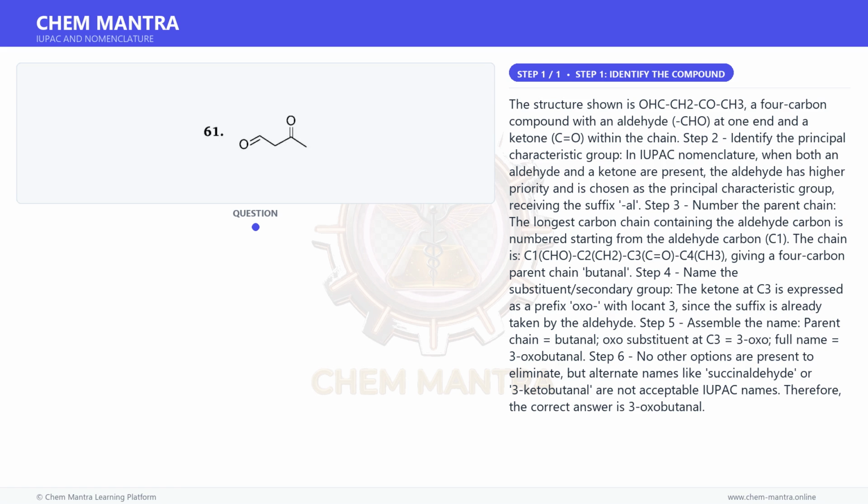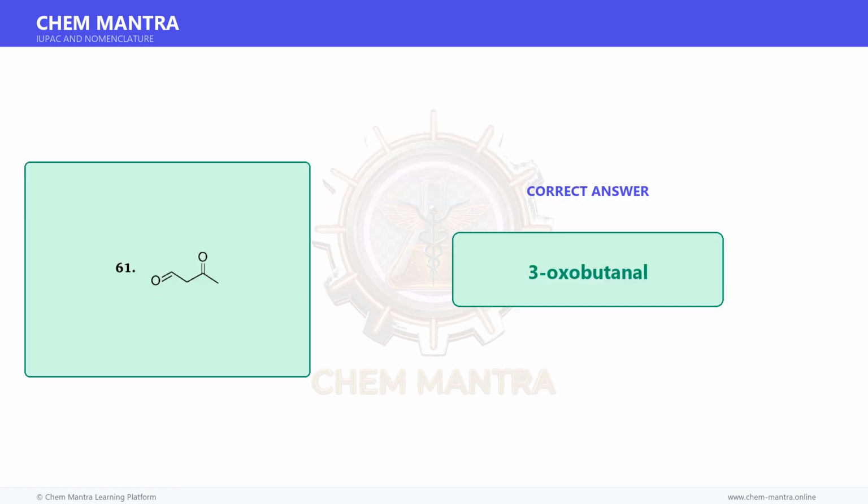Step 6. No other options are present to eliminate, but alternate names like succinaldehyde or 3-ketobutanal are not acceptable IUPAC names. Therefore, the correct answer is 3-oxobutanal. The correct answer is shown on screen.